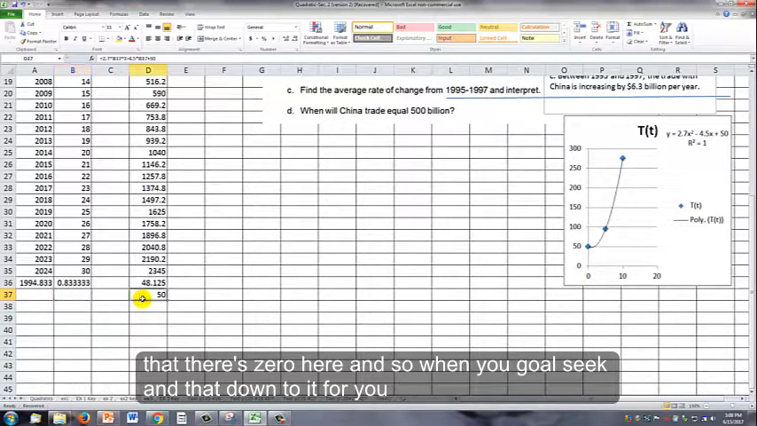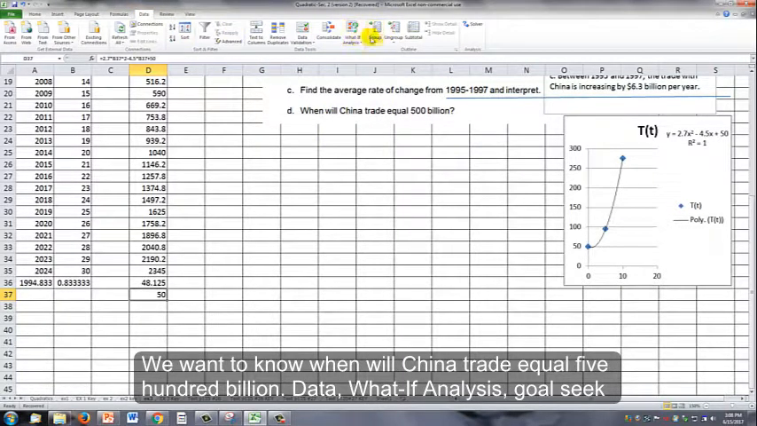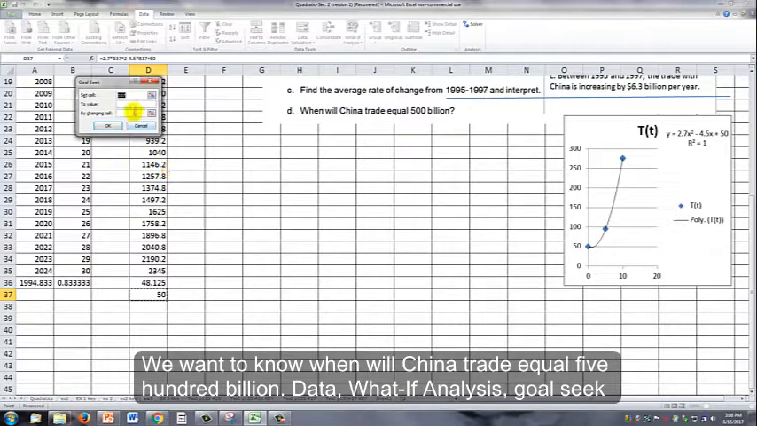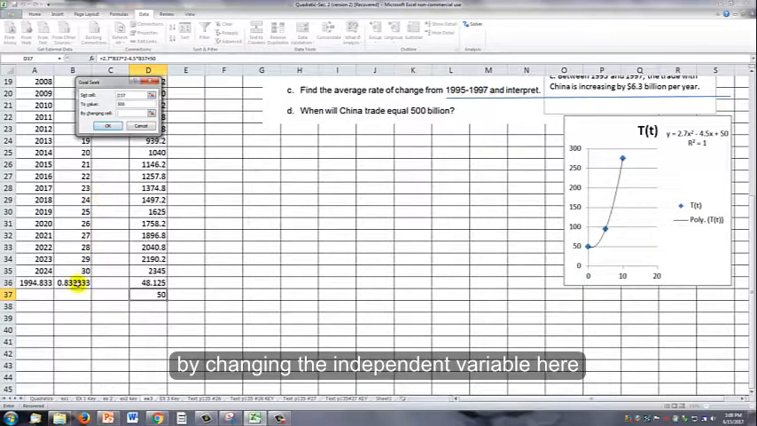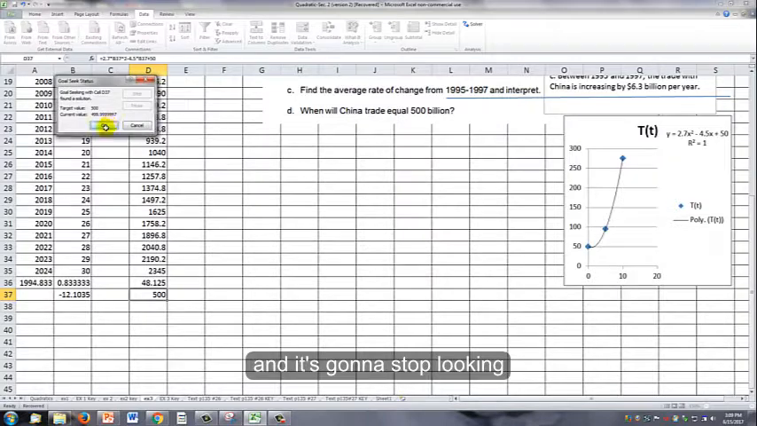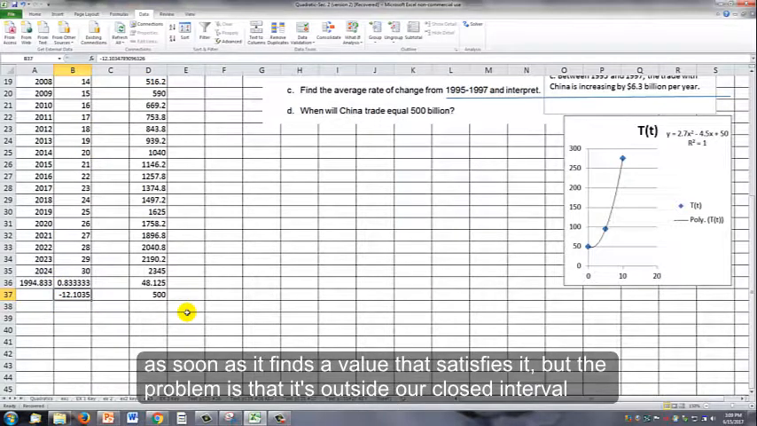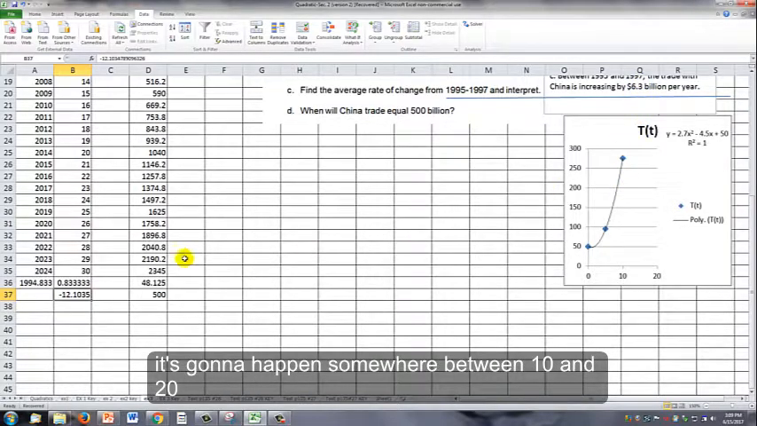And so when you goal seek, in fact, I'll do it for you. So we want to know, when will China trade equal 500 billion? Data, what if analysis, goal seek, change cell D37 to 500 by changing the independent variable here. It's going to start looking at 0, and it's going to look left and right, left and right, left and right, and it's going to stop looking as soon as it finds a value that satisfies it. But the problem is that's outside our closed interval. So again, you want to put a guess number in. So there's my 500. It's got to happen somewhere between 10 and 20.